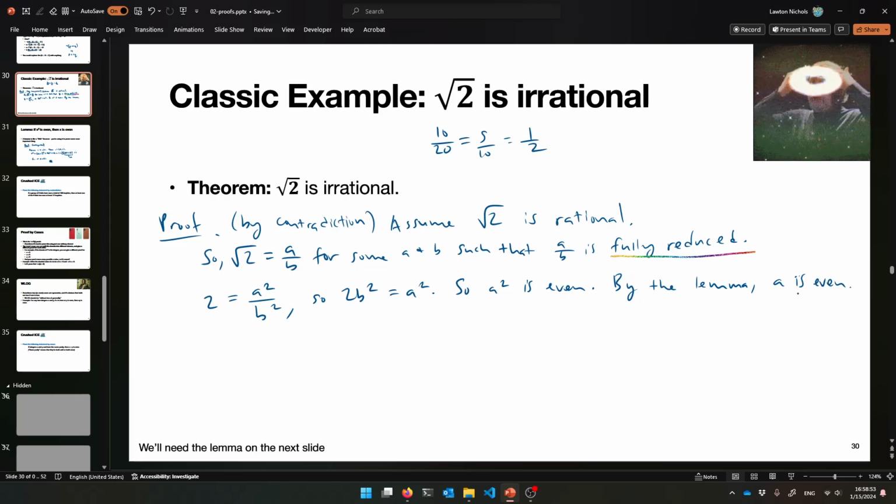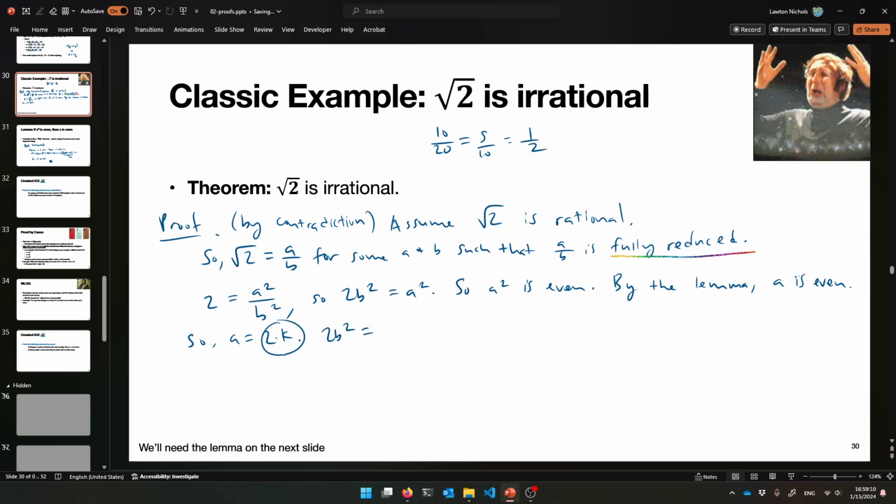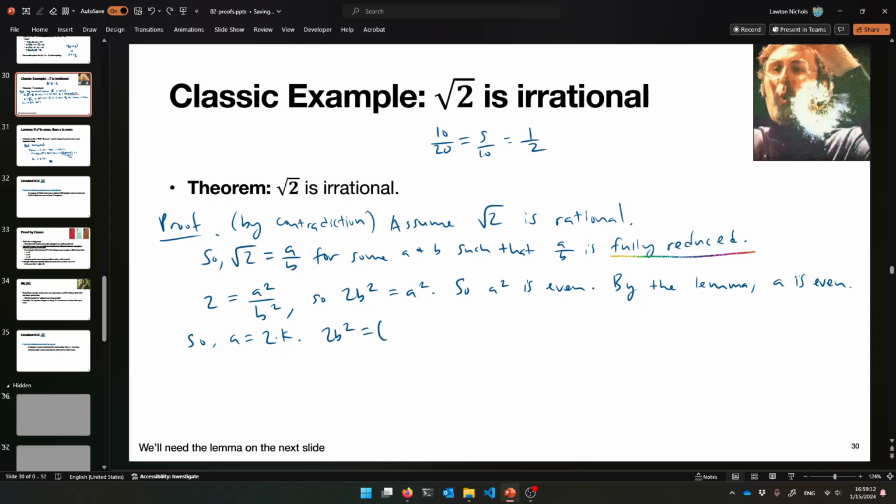All right, we've shown that. So what does that mean about a? So a is equal to 2 times some integer. Call it k, for some integer k. All right. And then here's something I know about a and b at the same time. 2b squared is equal to a squared, which is just (2k) squared, which is equal to 4k squared.